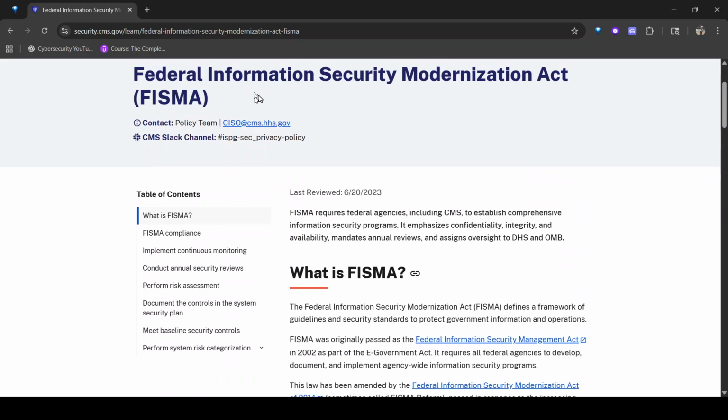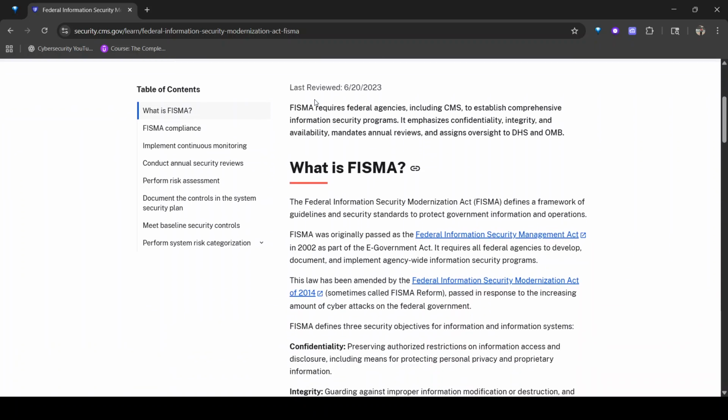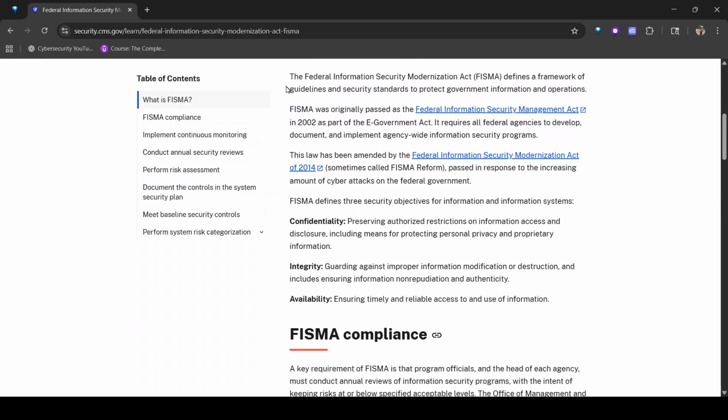And again, this is a law, but the framework is named after the law because it helps you comply with that law. The Federal Information Security Modernization Act, or FISMA, defines a framework of guidelines and security standards to protect government information operations. FISMA was originally passed as the Federal Information Security Management Act in 2002 as part of the E-Government Act. It requires all federal agencies to develop, document, and implement agency-wide information security programs.